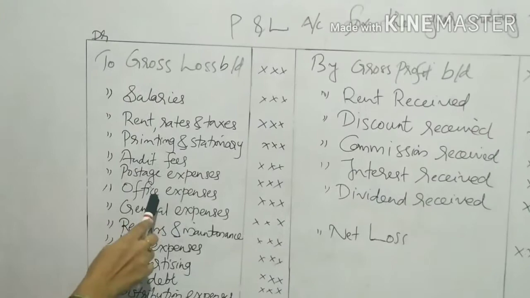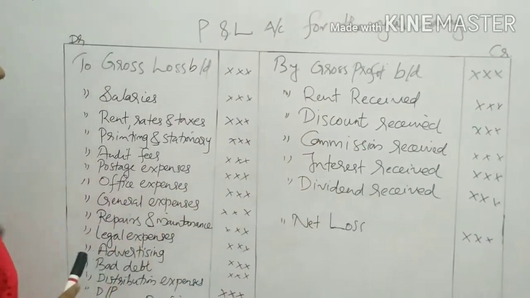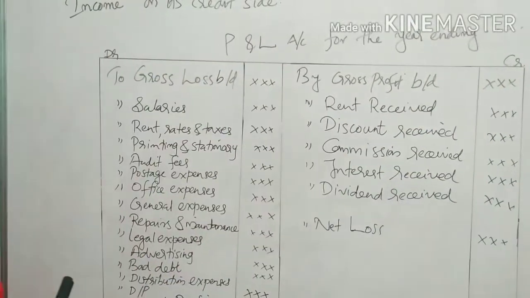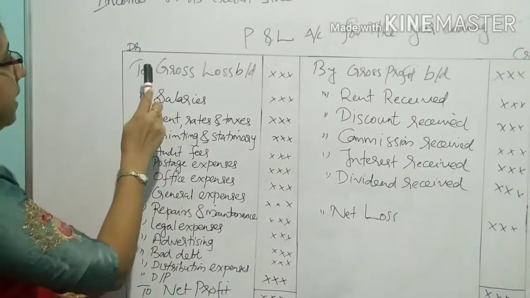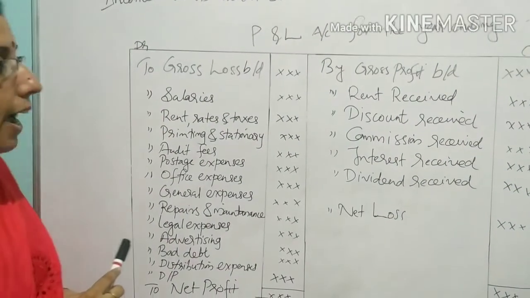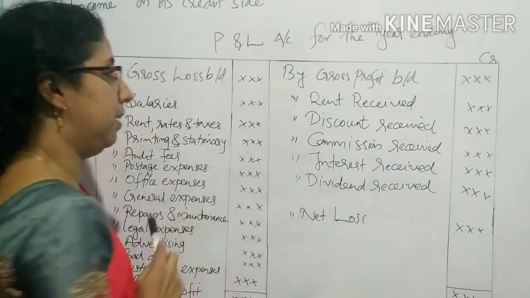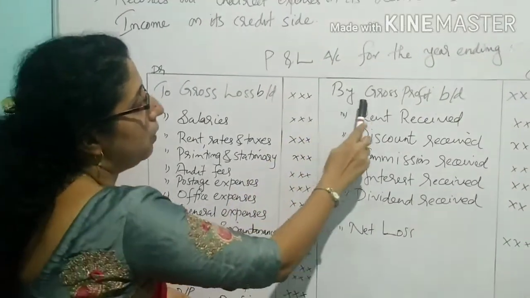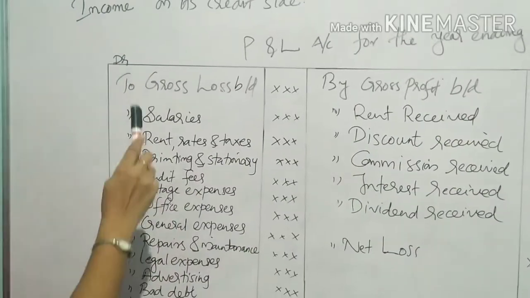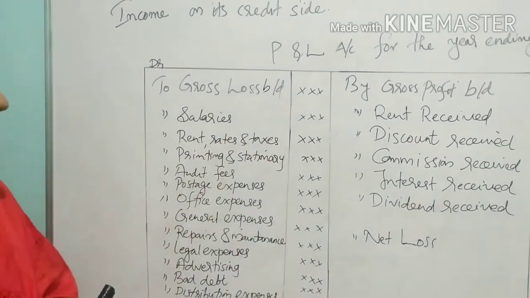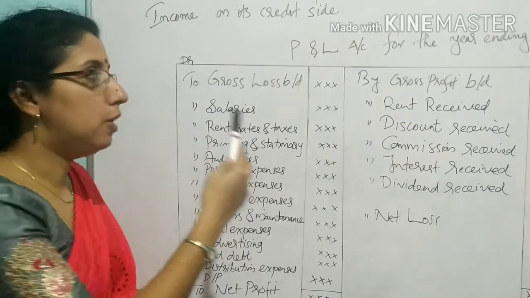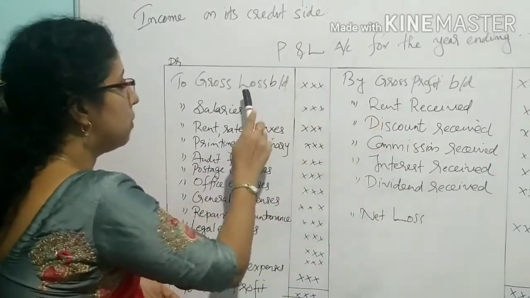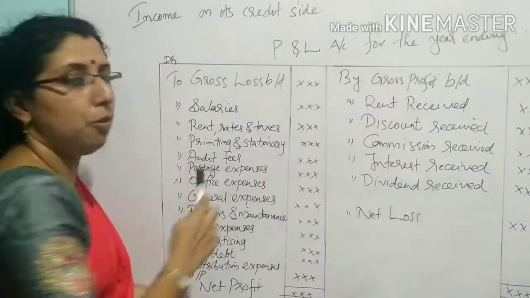See, this is the debit side and this is the credit side. So, debit side showing DR, credit side CR. I already told you that the debit side usually starts with 'to' and credit side starts with 'by'. See, what is our first item? By gross profit brought down or to gross loss brought down. That means, when we are going to prepare a profit and loss account, we need either gross profit or gross loss. This figure is derived from our trading account.